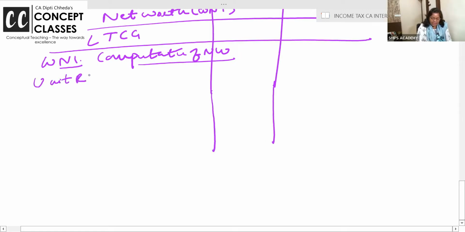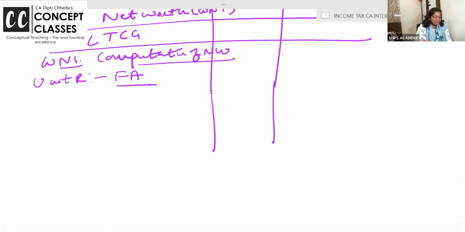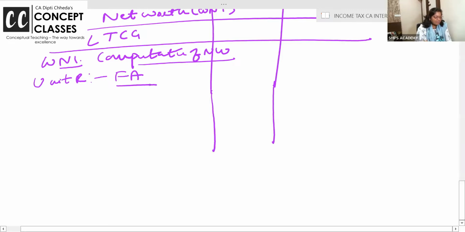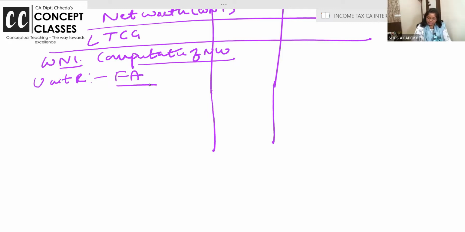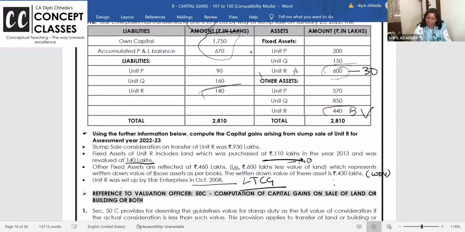Unit R. First, pick up the fixed assets. Now in fixed assets, 600. Good try. Yes, now you got it correct, Sandeep. Everyone look, okay, listen. Enough time I gave. Once we will interpret the concept. Look, fixed assets of unit R.